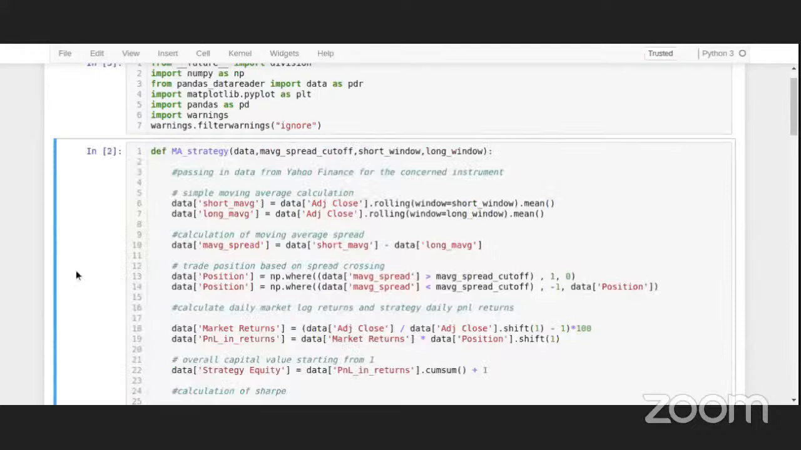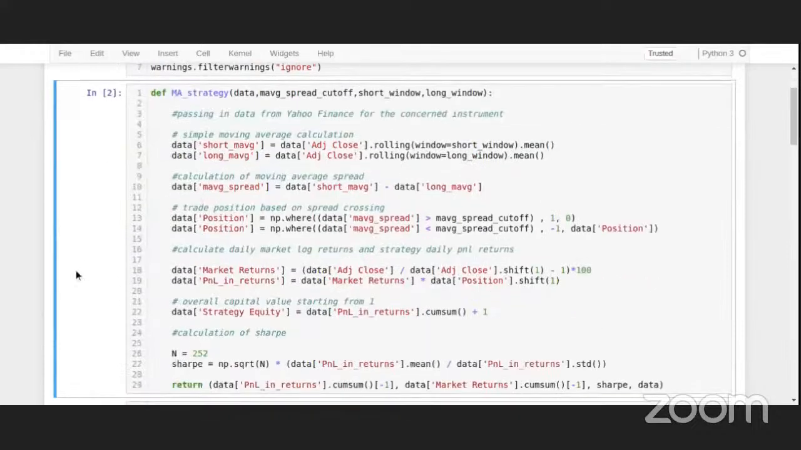Okay, so let me start with the function now. This is the function. It's called MA strategy, which is a short form for moving average strategy. The function takes parameters: data, moving average, spread cutoff, window, short window, and long window. These are the parameters that are given to the function.